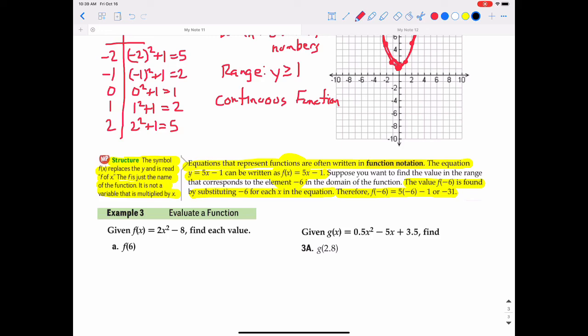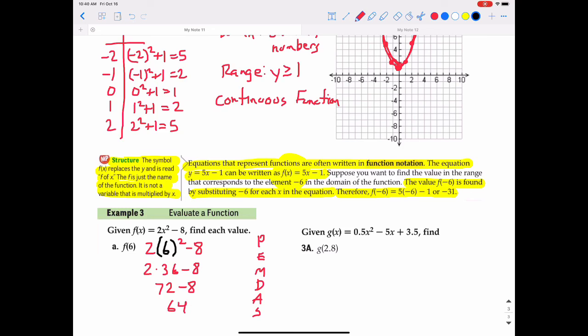So down here in example 3, what we're going to do is we're going to replace the x with a 6. So we will have 2 times, and then we're going to replace the x with a 6, squared minus 8. And then we have to follow our order of operations. So we'll take 6 squared, which is 36. So I'll have 2 times 36 minus 8. And then after we do the exponents, we do the multiplication. So 2 times 36 is 72 minus 8, and 72 minus 8 is 64.